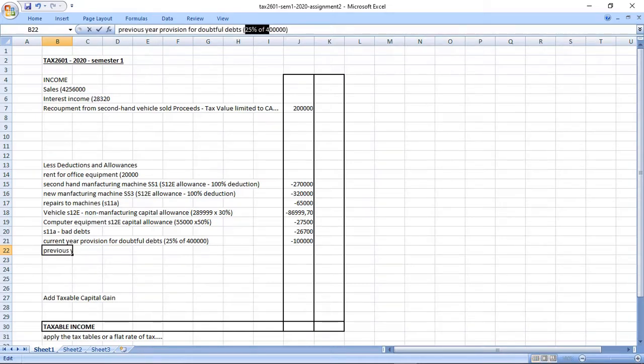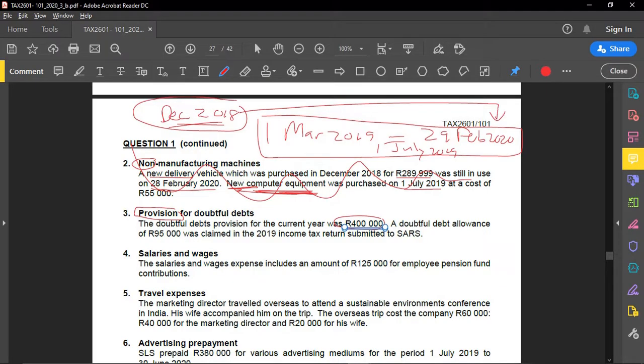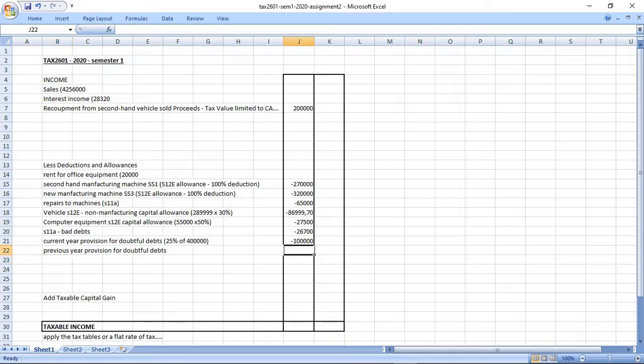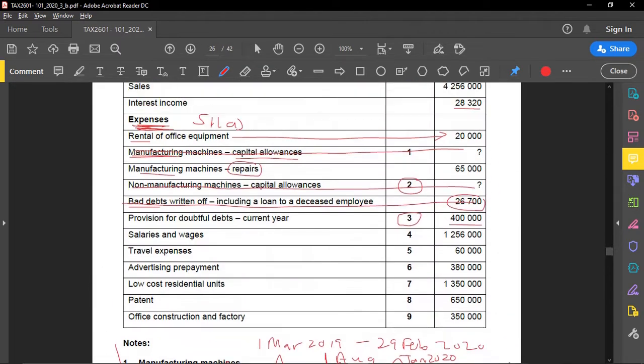Provision for doubtful debt. What was the previous year's doubtful debt? A doubtful debt allowance. They say the allowance of 95,000 was claimed. If it was claimed the previous year, you would have to include it in the current year. 95,000. Complete. Okay, next.